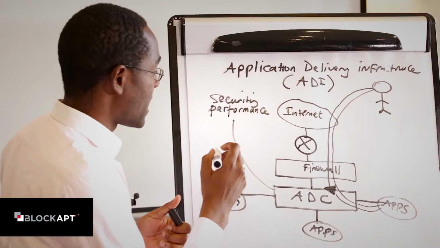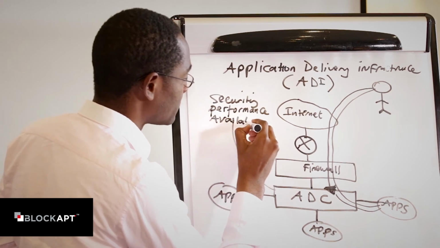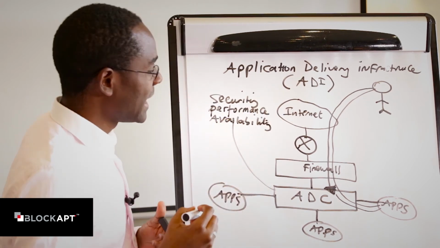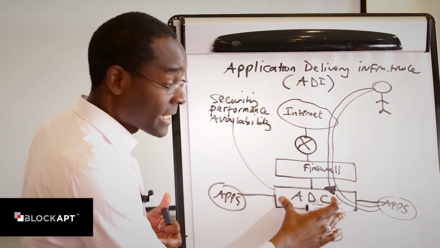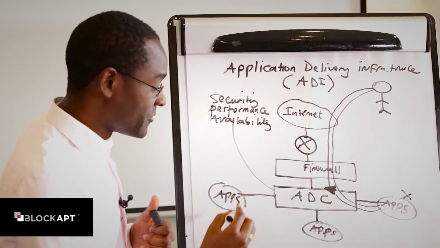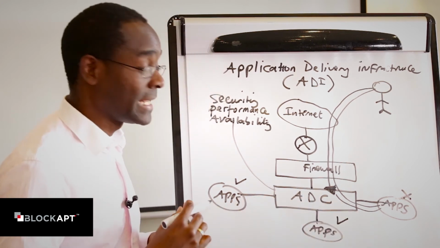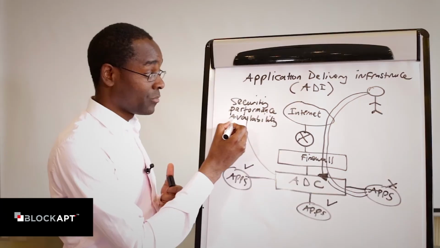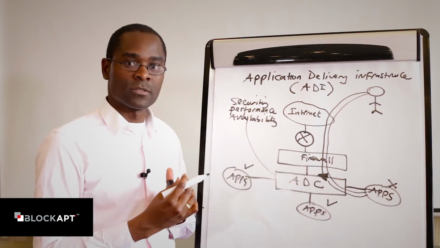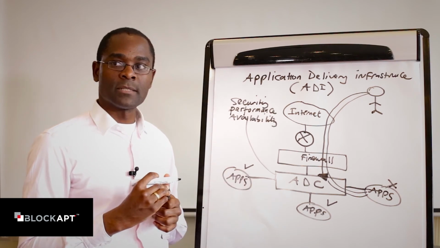And you can also provide what we call availability. What I mean by availability is the ability for the ADC to detect if a specific application has gone down, and then to redirect traffic to where the applications are still available. Essentially, we're ensuring availability by making sure that if a specific app goes down, then the transaction is going to flow through via the other system.